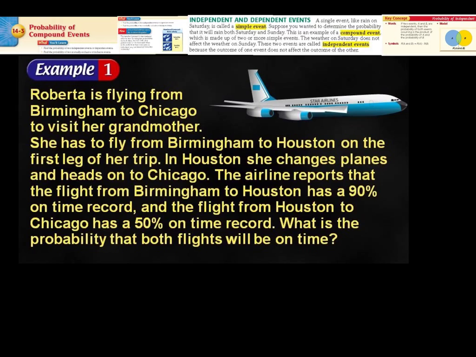Roberta is flying from Birmingham to Chicago to visit her grandmother. She has to fly from Birmingham to Houston on the first leg of her trip. In Houston, she changes planes and heads on to Chicago. The airline reports that the flight from Birmingham to Houston has a 90% on-time record, and the flight from Houston to Chicago has a 50% on-time record. What is the probability that both flights will be on time?